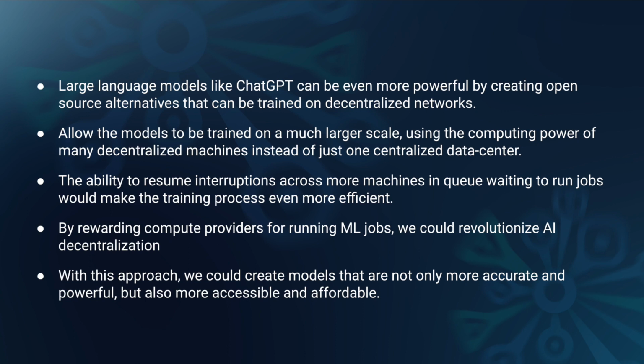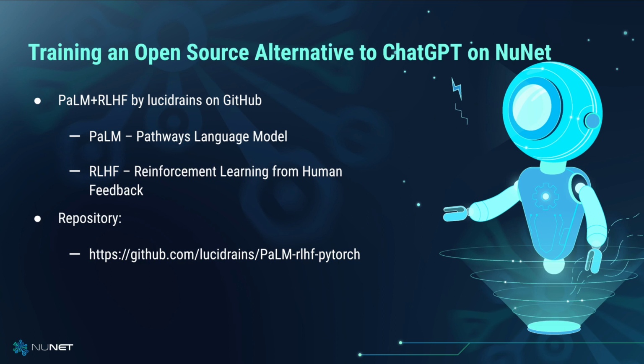And with this approach, we could create models that are not only more accurate and powerful, but also more accessible and affordable. Coming to a practical implementation of it, there is an open source alternative to ChatGPT, which is Palm and RLHF. Palm is basically a Pathways Language Model implemented by Google, and RLHF stands for reinforcement learning from human feedback.